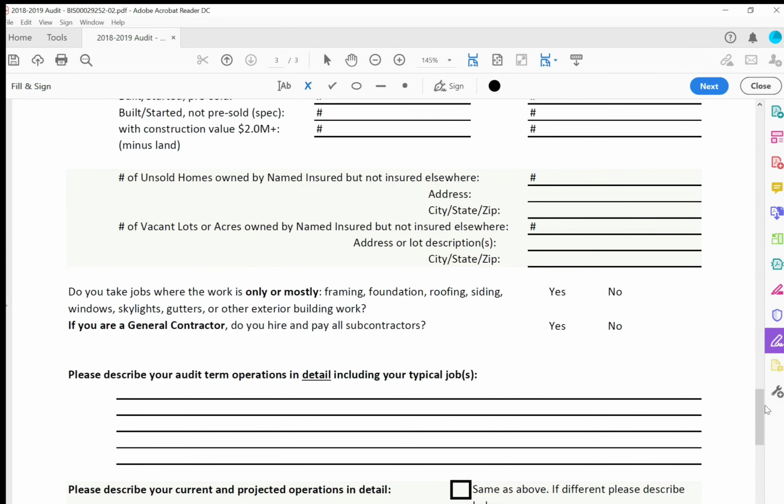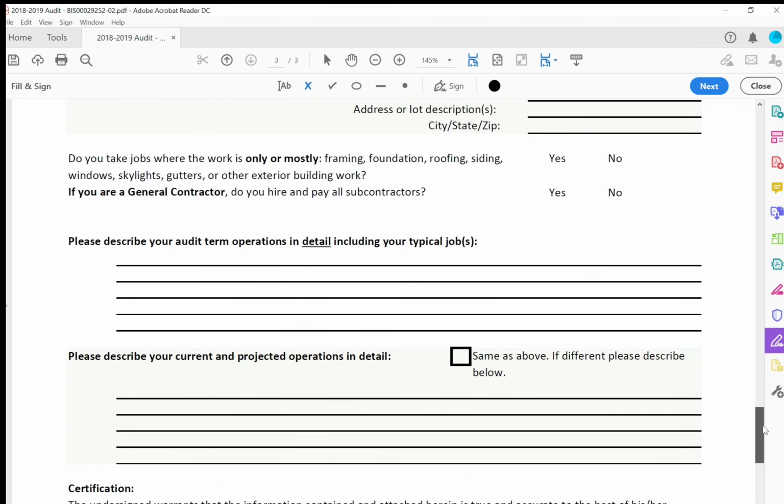Another key question on this one is number of vacant lots. If you have a vacant lot and you don't tell your insurance company, that's a lot of times not covered in your general liability. So you want to make sure that you tell them, yes, I have 5 empty lots, here are the addresses, because we want to make sure that they're added to the general liability policy. So if something happens on those vacant properties, the general liability is going to kick in and cover them. Again, kind of what we talked about with the jobs and what you're doing.